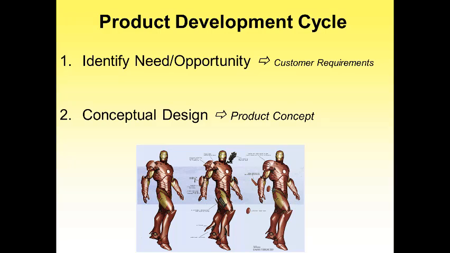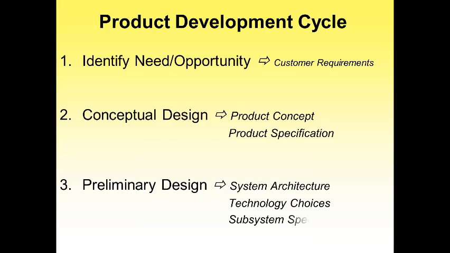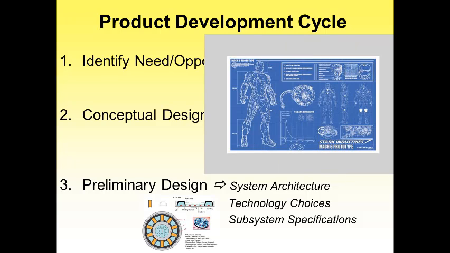From there, we move into the conceptual design stage, and what comes out of that is a product concept, a series of drawings, an architecture, a little bit more details about how such a product might be implemented, as well as a product specification, something that translates these ideas and these market requirements into the language of the engineer, that spells things out in a bit more detail so we have a goal to shoot for from an engineering standpoint.